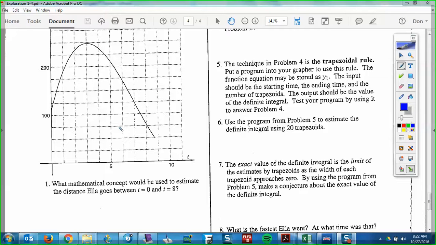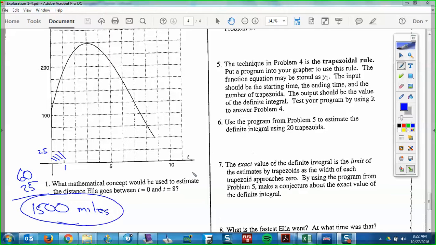Everybody got it? How many squares? I know, 60-ish. 59, 60. Okay, 60 is a nice round number. Let's do 60. And then how much is each one? 1 times 25. So 60 times 25 is 1,500 miles, right? So in those 8 minutes, you went 1,500 miles.